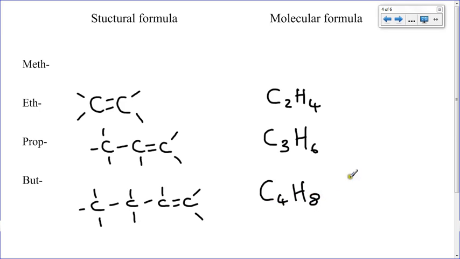Now, just as we saw a pattern in the alkanes and came up with a general formula, we can see a much simpler pattern here. The number of hydrogens is double the number of carbons, so we can say that the general formula for alkenes is CnH2n.